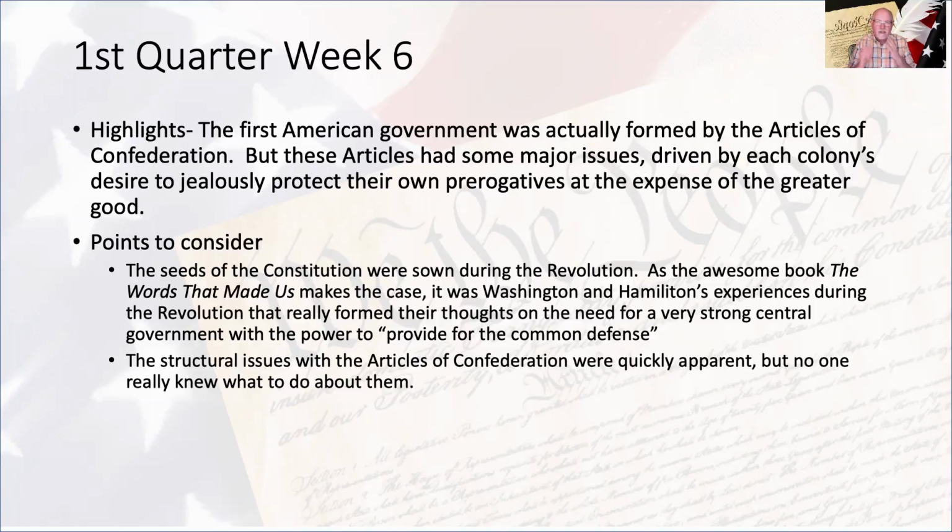Here's the challenge they have. They're fighting against big government, the monarchy, parliament, but in order to win the war and to avoid anarchy, they need to form a government of some sort. So the Articles of Confederation are what they come up with. Now, as you go through these, I'm going to hit some highlights here, but I want you to read them for yourselves.